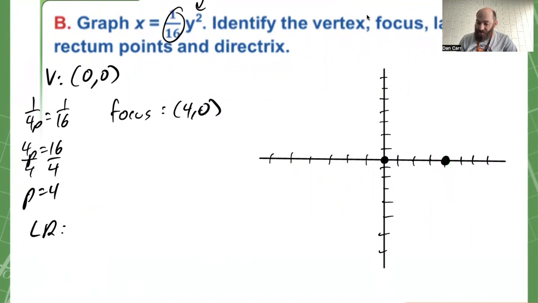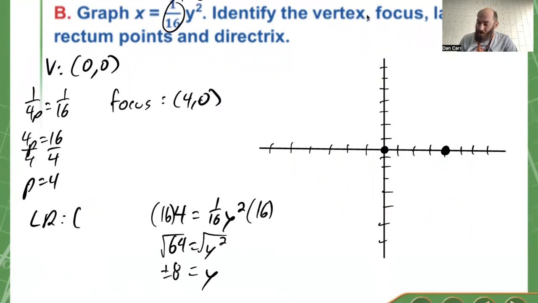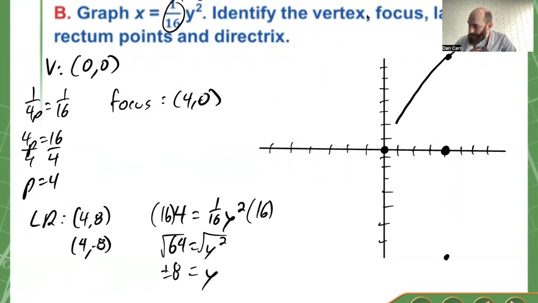So if that's the case, I say 4 equals 1 over 16 y squared. Multiply both sides by 16, so 64 equals y squared. Then I take the square root to get plus or minus 8 for y. So my two points are at 4, positive 8 and 4, negative 8. So I can go 1, 2, 3, 4, 5, 6, 7, 8, then 1, 2, 3, 4, 5, 6, 7, 8. There we go.